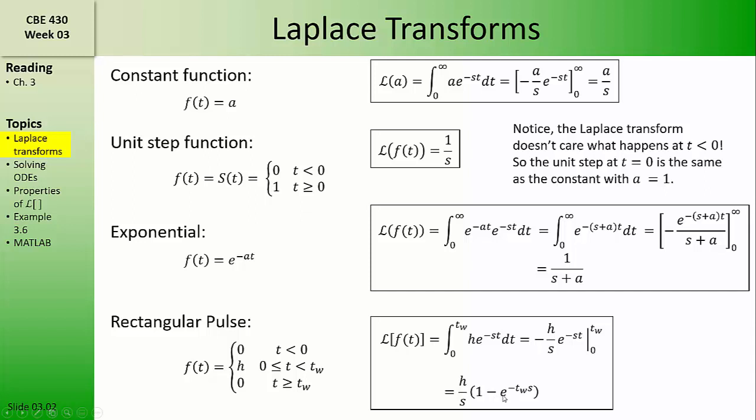Here, the second step, the one with the negative magnitude, is delayed in time by an amount tw. So the rectangular pulse function is really the sum of a step of magnitude h occurring at t equals 0, and then another step of magnitude minus h occurring tw time units later. In the Laplace domain, we see the sum of two step functions, one of which has a negative sign and is delayed in time.